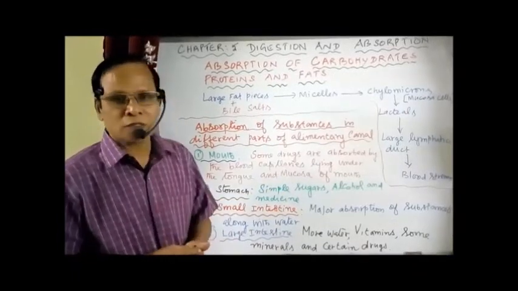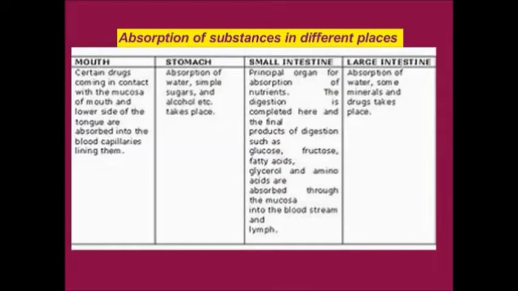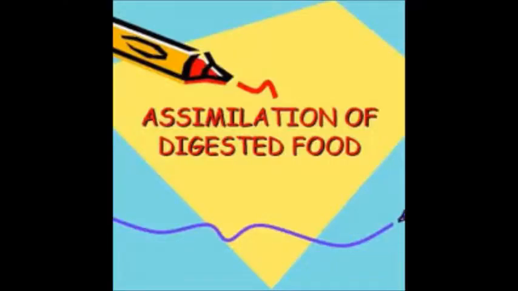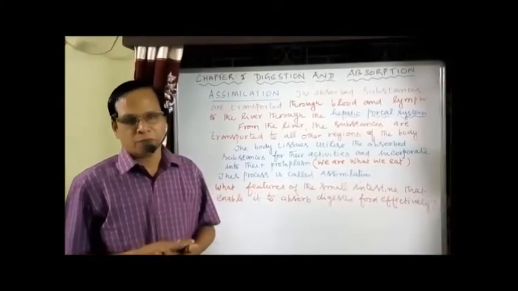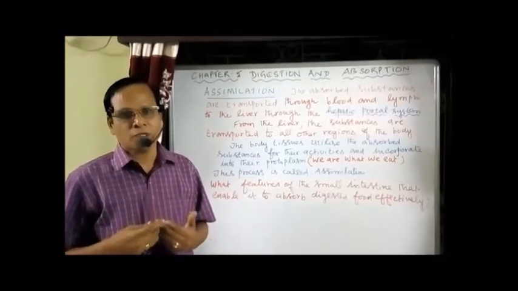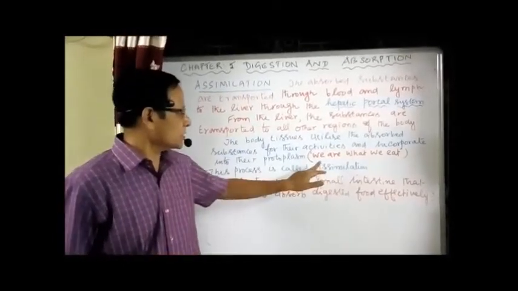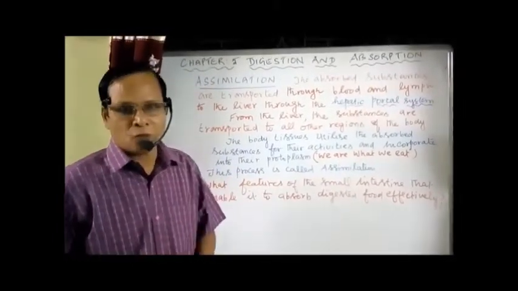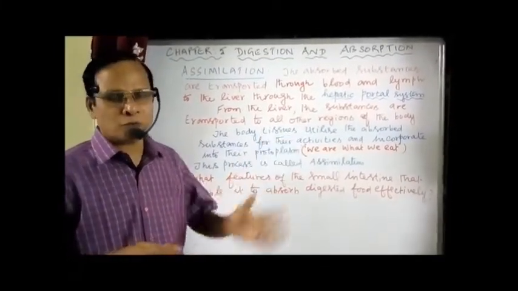Associated with this absorption we have what's called assimilation. I will give you a paragraph. What is assimilation? A few sentences. Now what is assimilation? We are what we eat. Any food that is being taken into the body is converted into body substance. That process is called assimilation. That's why I mentioned here also, we are what we eat. Whatever food we are taking in is being converted into a body substance, namely protoplasm.